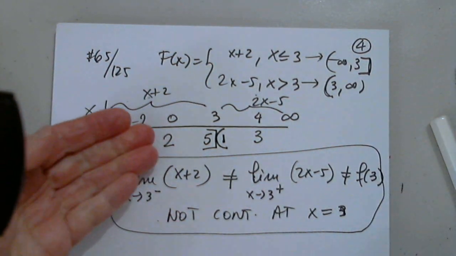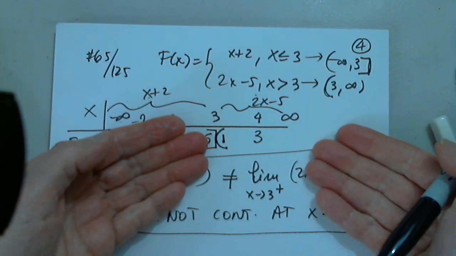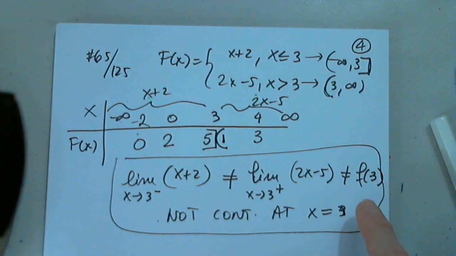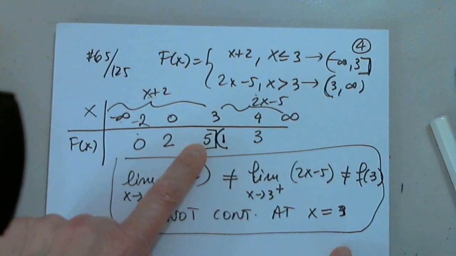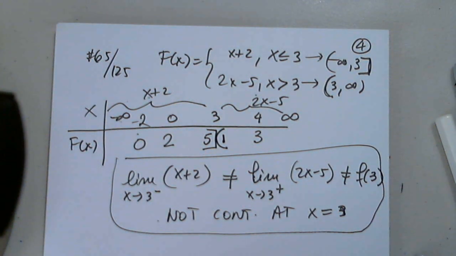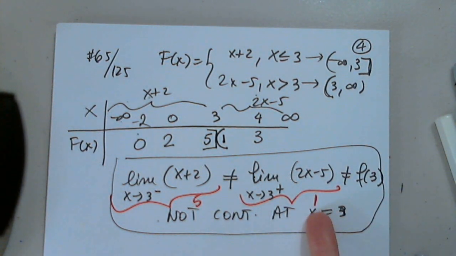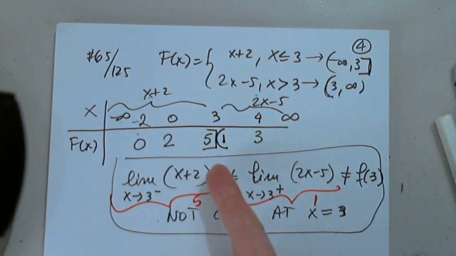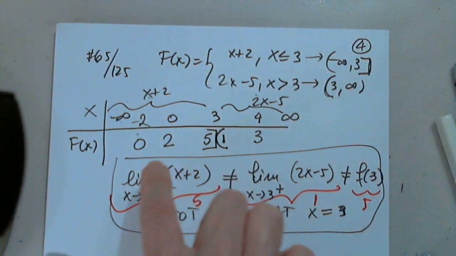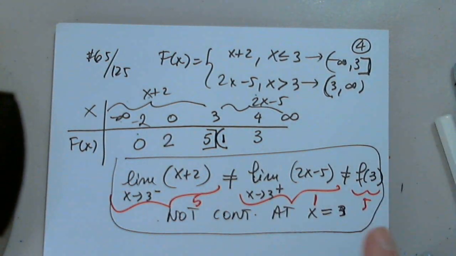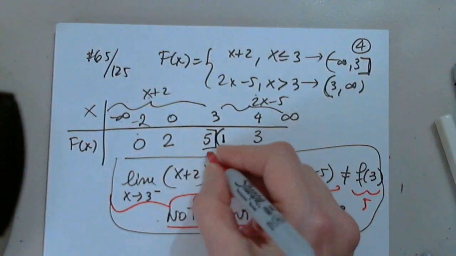If the limit from the left equals the limit from the right and equals the function value, then I'll say it's continuous at 3. But obviously, from the left, this whole number is 5. From the right, this whole number is 1. 5 cannot equal 1. Even if f of 3 is 5, these two are equal to each other, but they don't equal the limit from the right. So I will say not continuous at x equals 3, and it will be a jump.